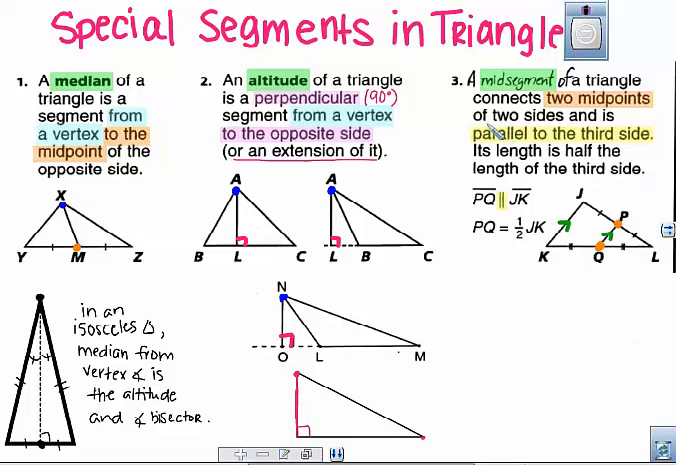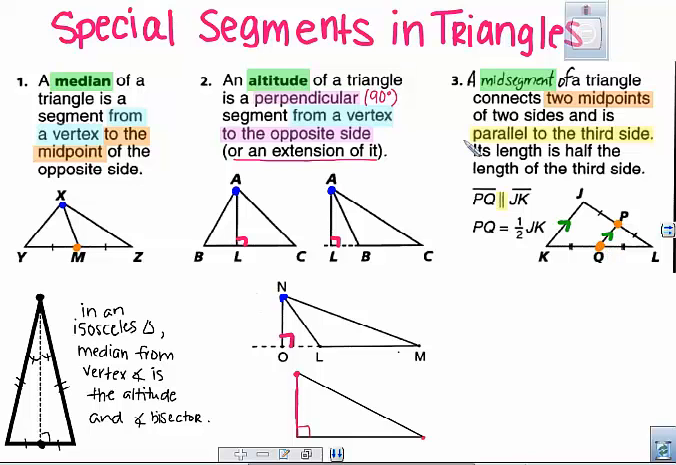Okay, the third one is a mid-segment. The mid-segment of a triangle is connecting 2 midpoints. So here P and Q are midpoints. P is the midpoint of JL, and Q is the midpoint of KL. Notice the tick marks there showing us those are midpoints. When we connect those, this line segment is called the mid-segment because it's midpoints connected.